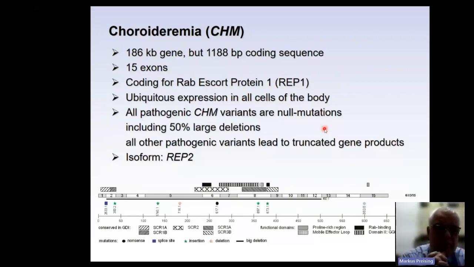And therefore, even though the REP2 gene is able to cover some activity of the REP1 gene, the patients do develop disease if the REP1 protein does not function due to the altered CHM gene.